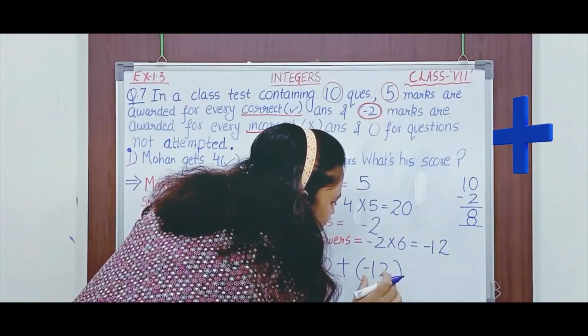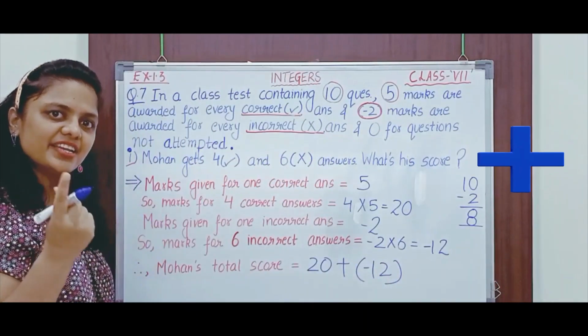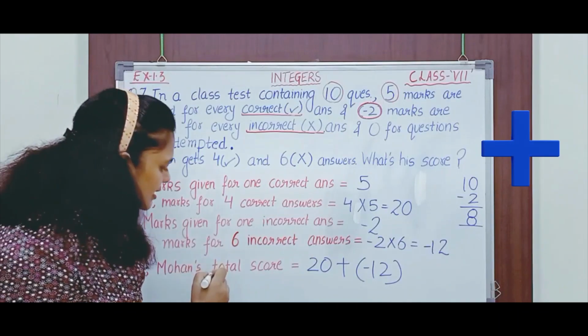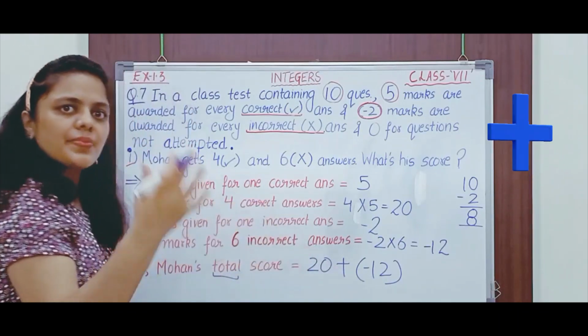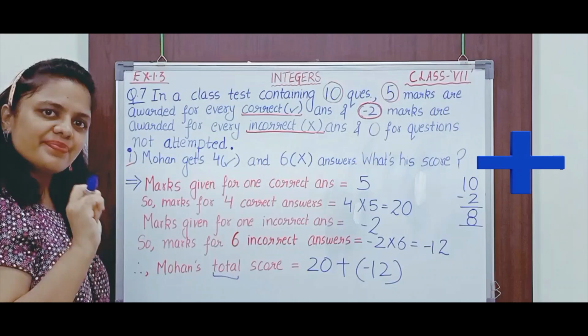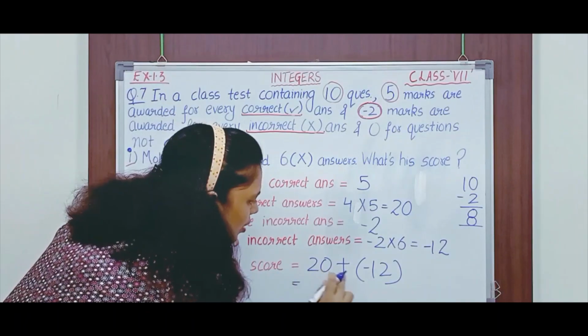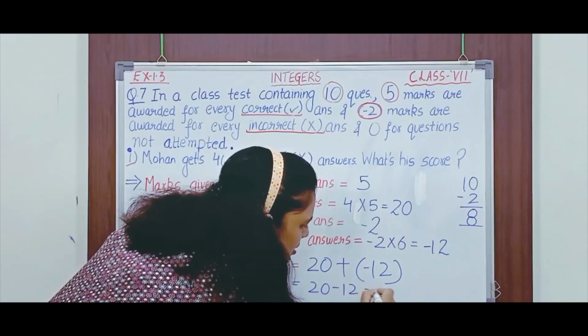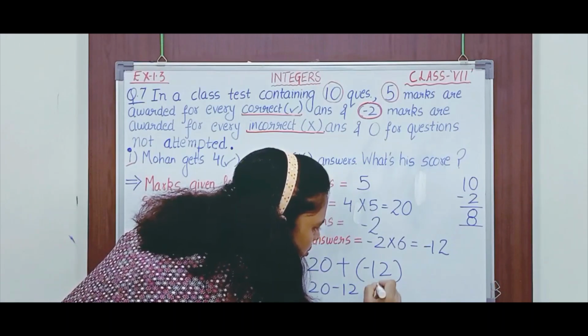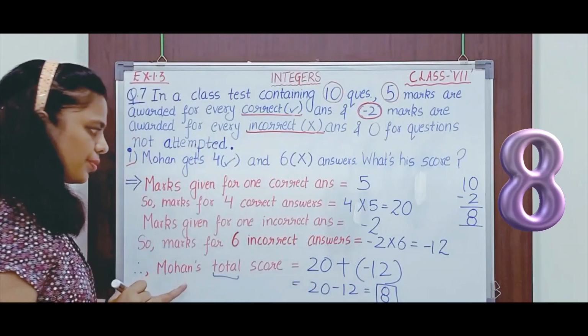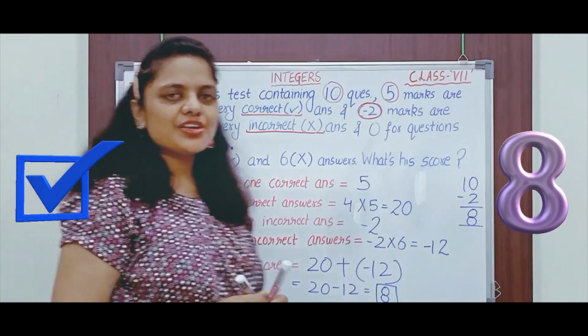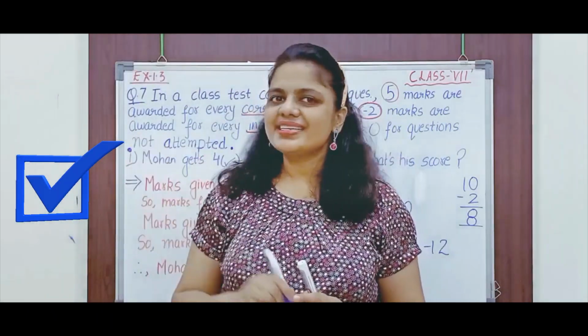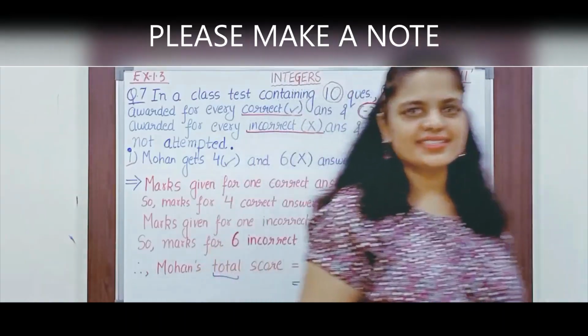I am going to enclose this minus 12 in brackets because it is a negative integer. Total always indicates plus. Whatever is in minus, you just enclose that number in brackets. Okay. Now plus minus is always minus. So 20 minus 12, and 20 minus 12 is 8. So what is the total score of Mohan? It is 8. So this was your first part for question number 7. You can make a note of this.